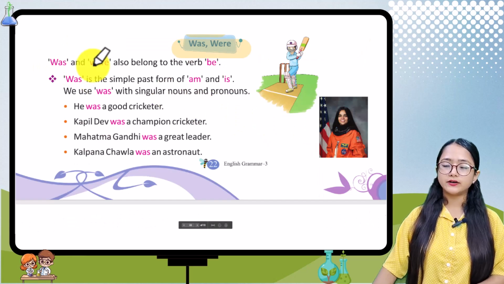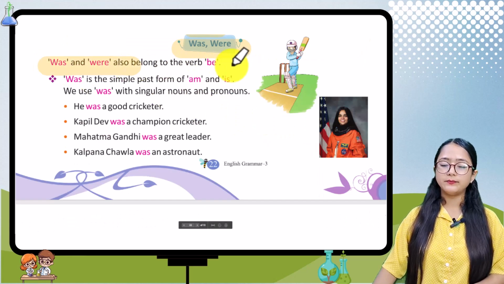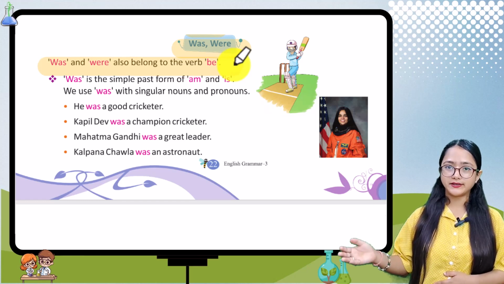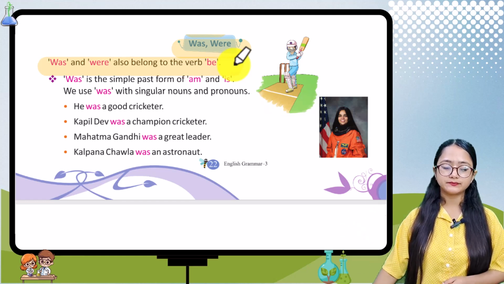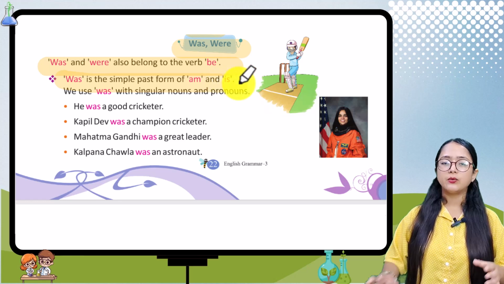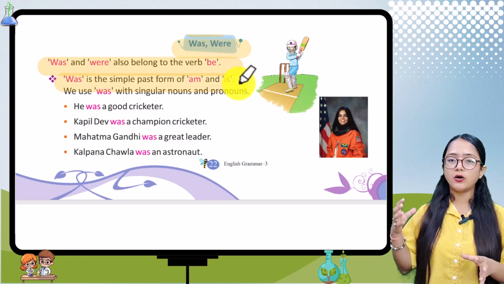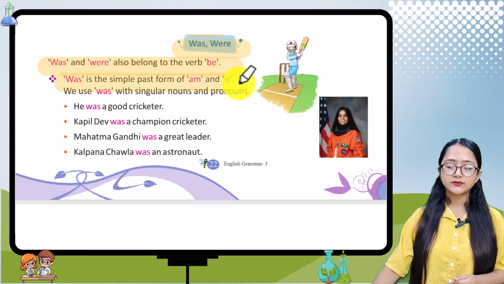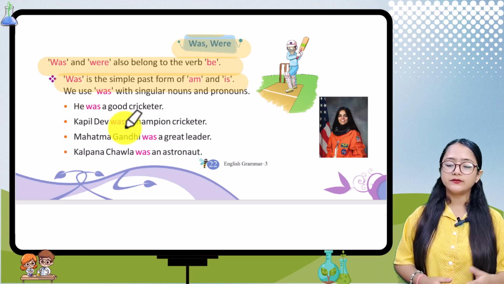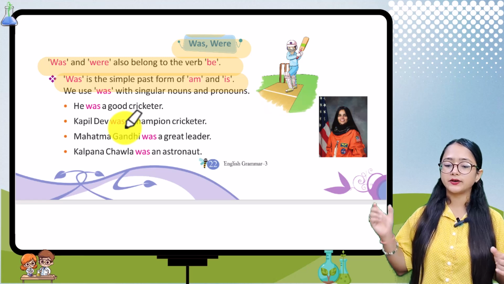Was and were also belong to the verb be. That means helping verb. Was is the simple past form of am and is. Next one, we use was with singular nouns and pronouns.